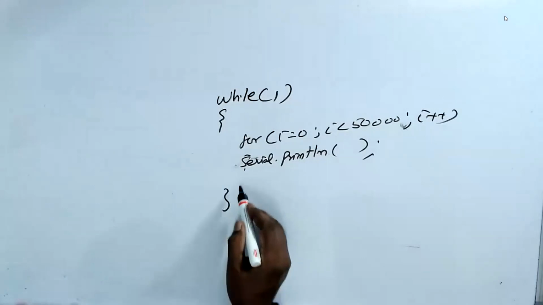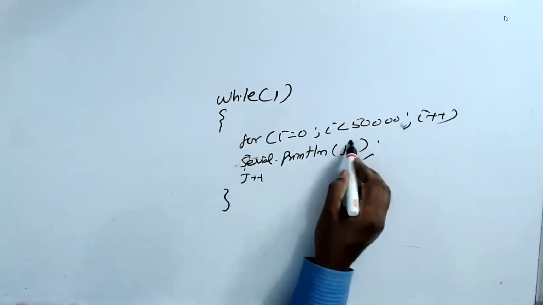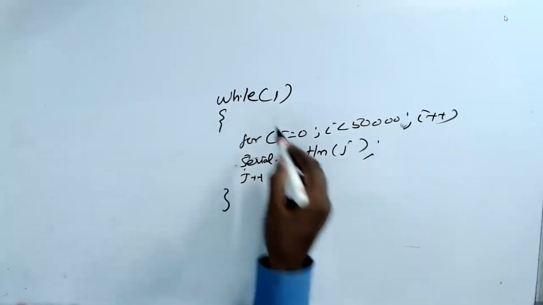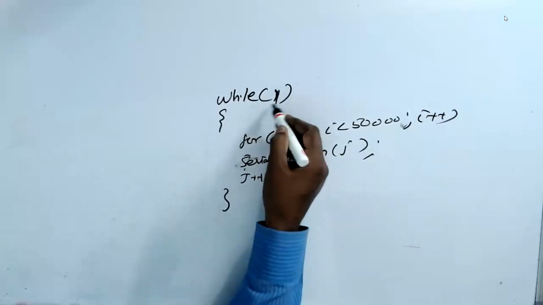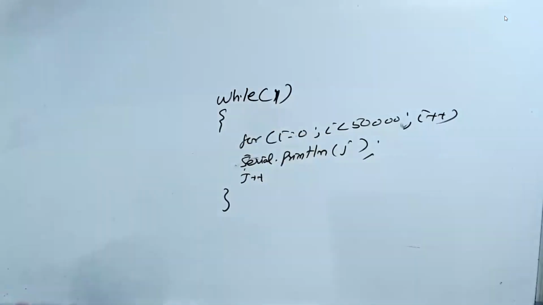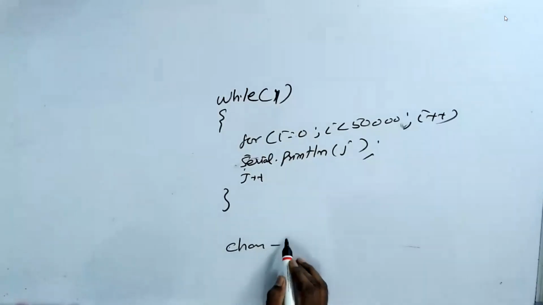Okay, now this J plus plus. I print J, and the J is printing. So this is a while loop, while 1. It never comes out of the loop. But I have a function called change LED.